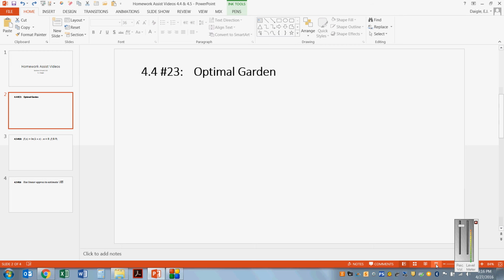All right, so the next problem is an optimization problem out of section 4.4, and it's number 23. It says a rectangular flower garden with an area of 30 meters squared. So I'm going to draw in a rectangular flower garden here. So there's my rectangle with an area of 30 meters squared, is surrounded by a grass border 1 meter wide on two sides and 2 meters wide on the other two sides.